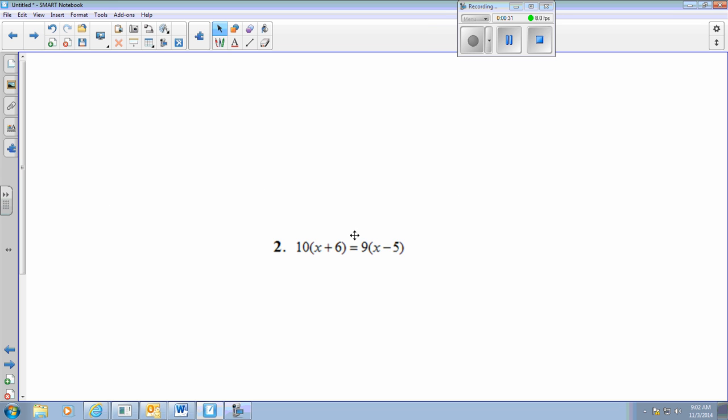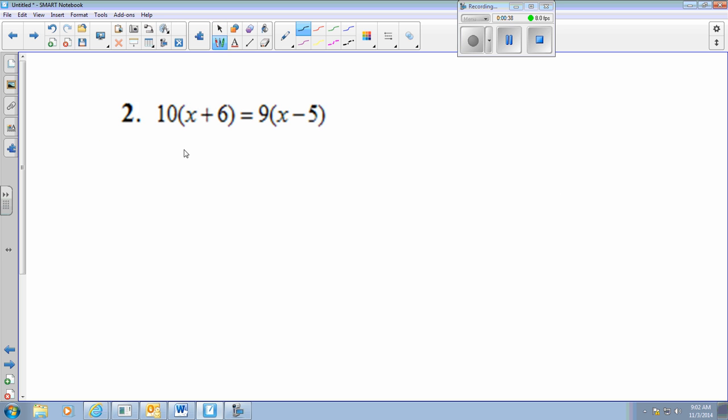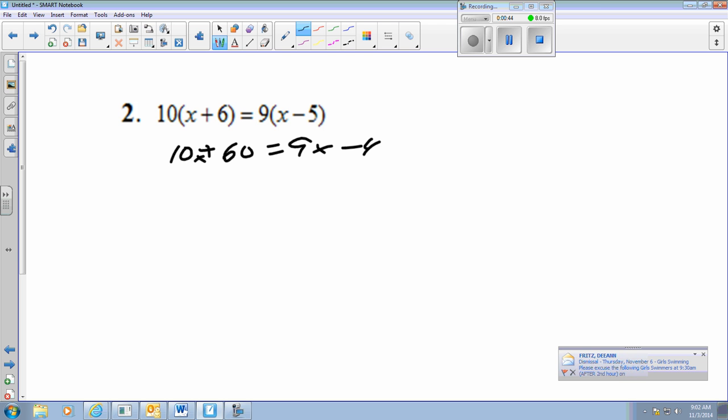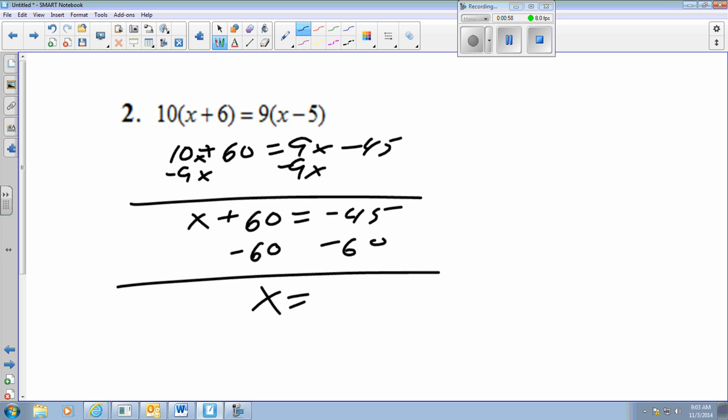Let's take a look at number 2. The first thing that I want to do is distribute. When I do that, I'm going to get 10x plus 60 equals 9x minus 45. If I subtract 9x from both sides, I get x plus 60 equals negative 45. Subtracting 60 from both sides, I get x equals negative 105.